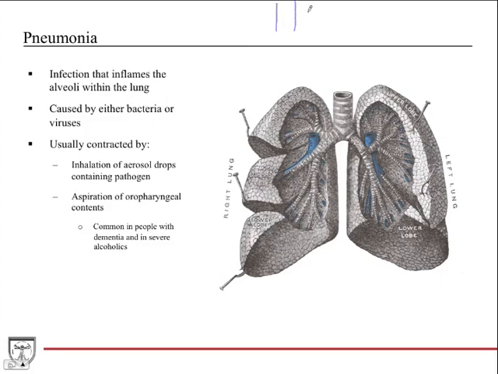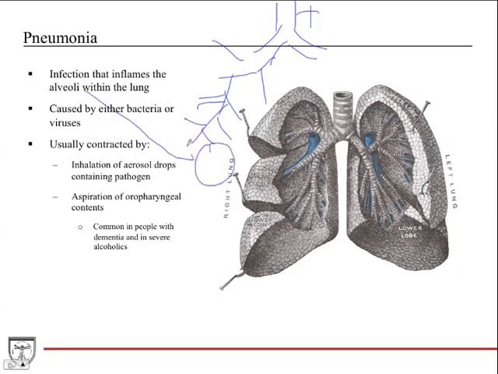So if you review, we have our trachea, branches off into our main bronchi. Then we have our lobar bronchi like this, and then our segmental bronchi like this, and it keeps branching down until you have these alveoli, which are these air-filled sacs where gas exchange happens. So if these become inflamed due to an infection, that's pneumonia, and that's caused by either bacteria or viruses.